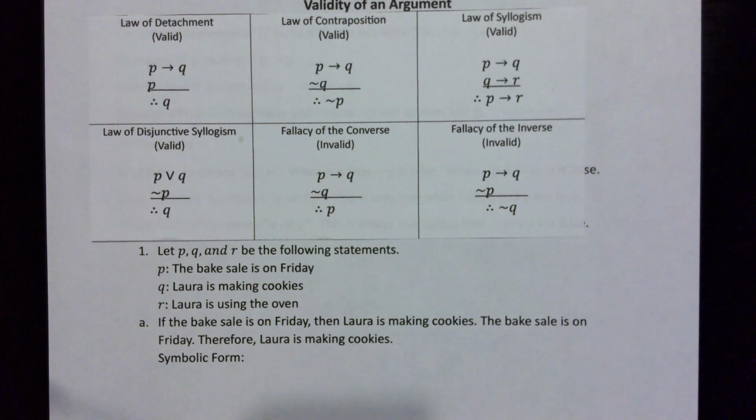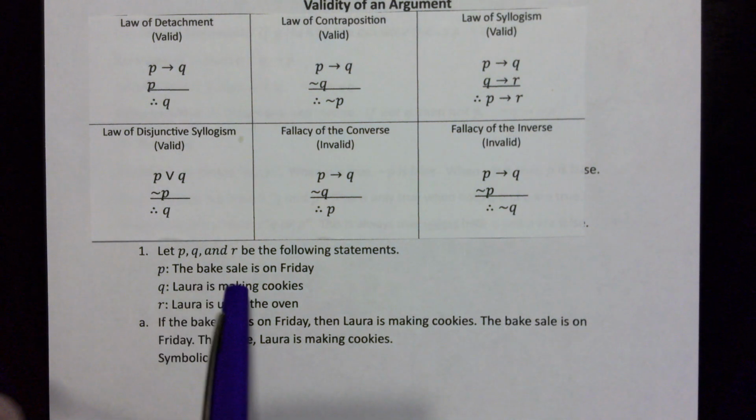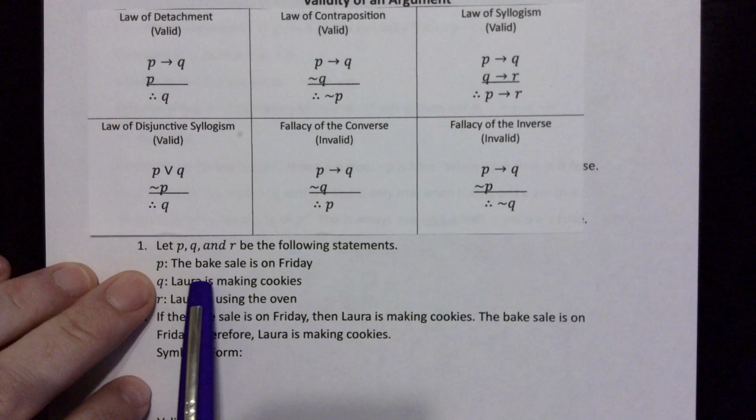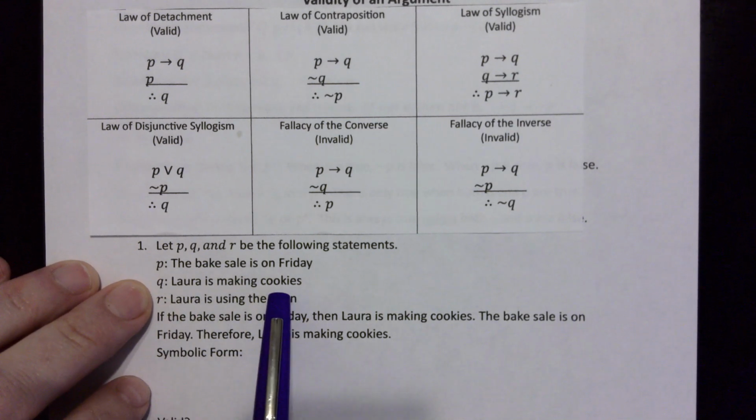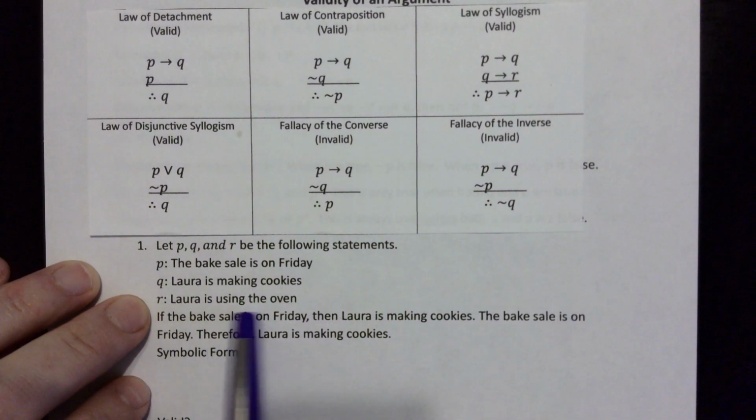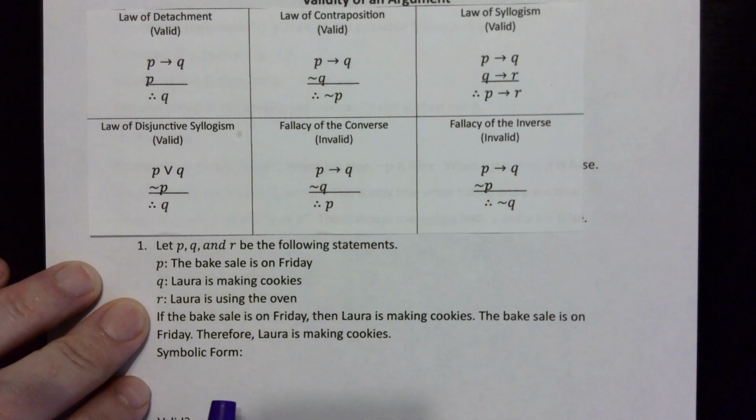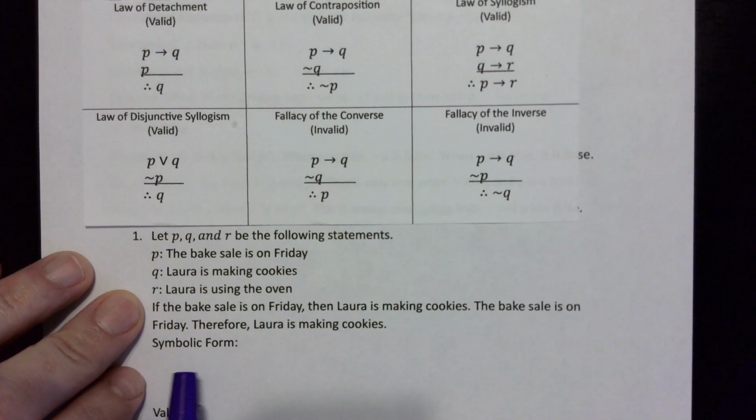Okay, so let's look at our first problem. It says, let P, Q, and R be the following statements. P, the bake sale is on Friday. Q, Laura is making cookies. R, Laura is using the oven. Okay, so let's see what this form says and write it down as we go.